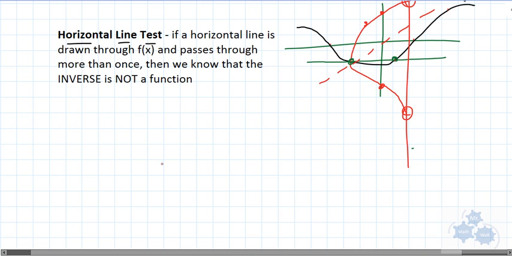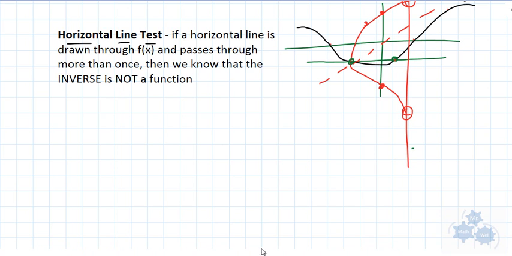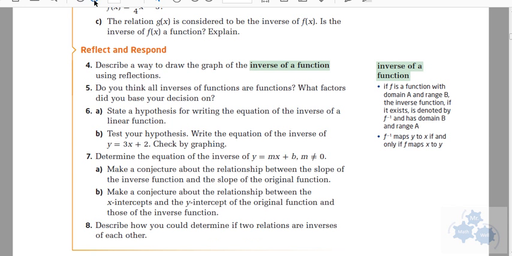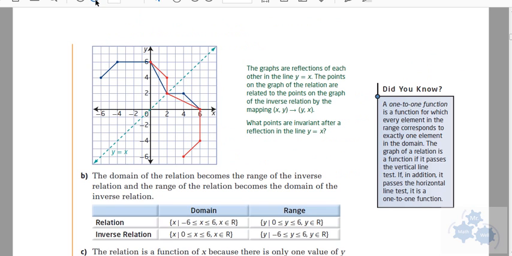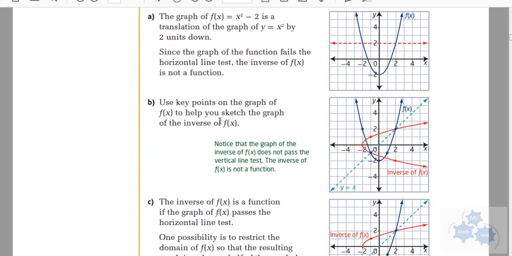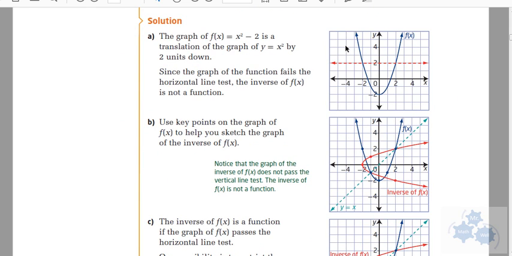But let's just do a real quick example of a parabola. So I'm just going to go back to the textbook here and get the page. Okay, so this is in your textbook. Here's a parabola. It's got its vertex there at -2. It's y equals x squared minus 2.